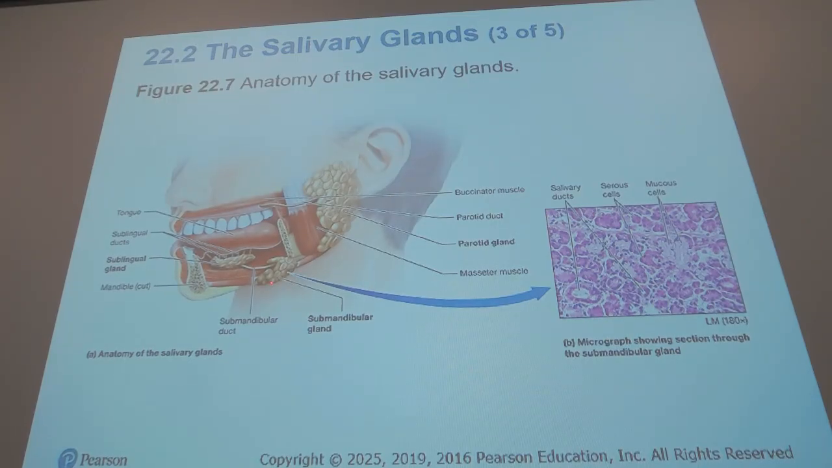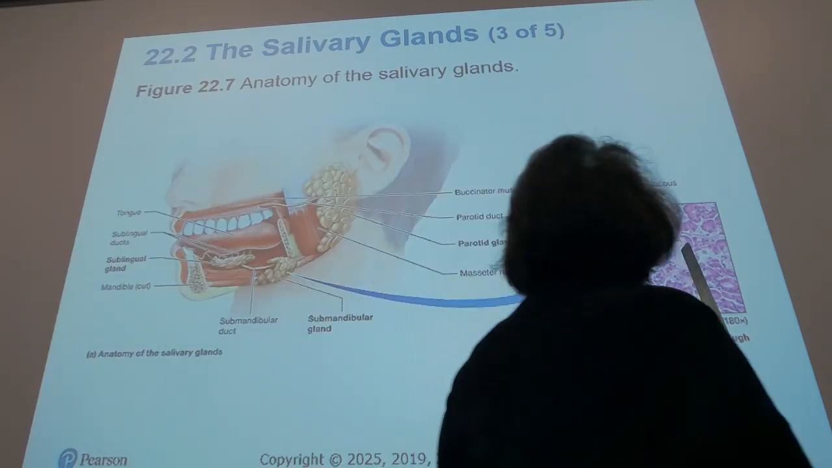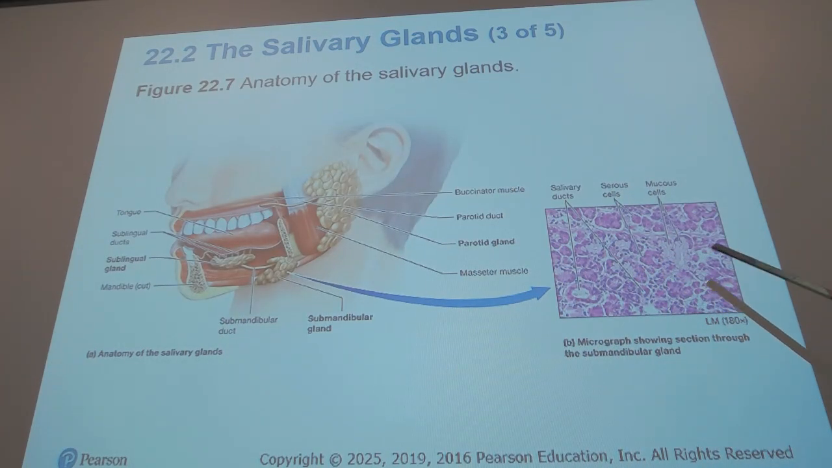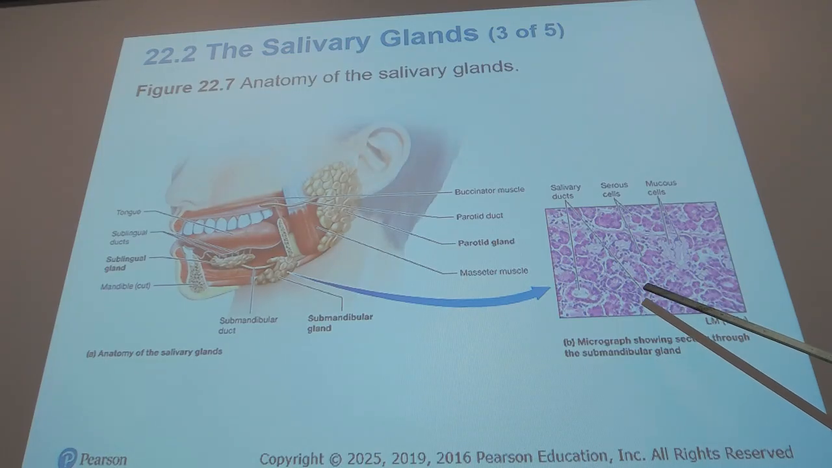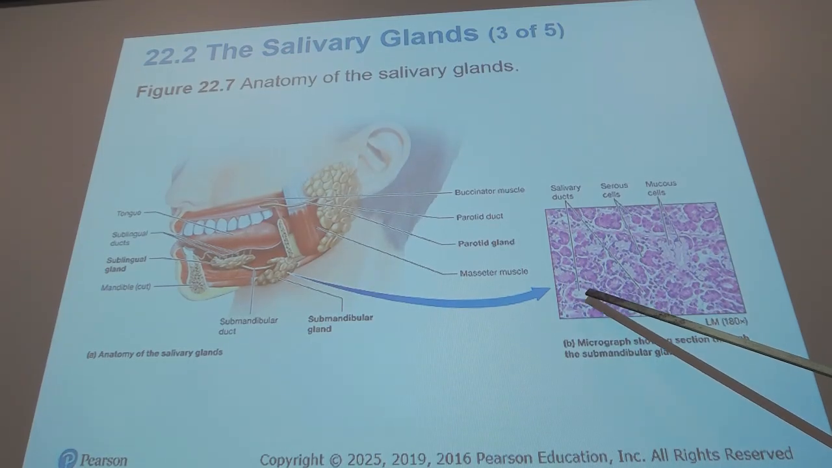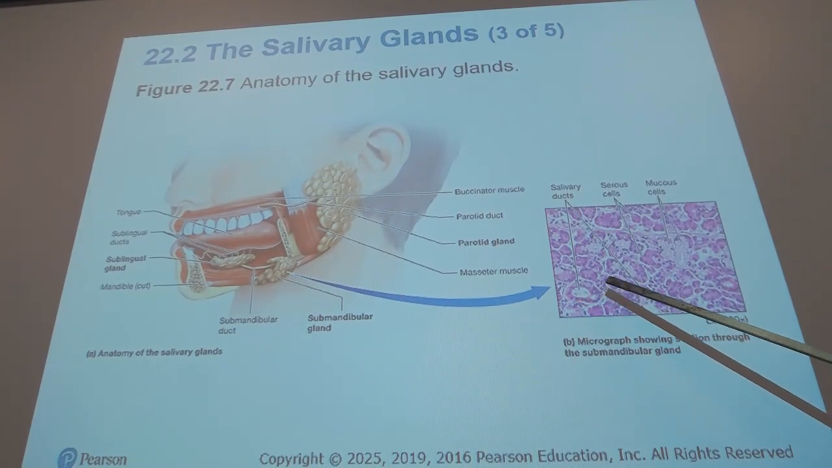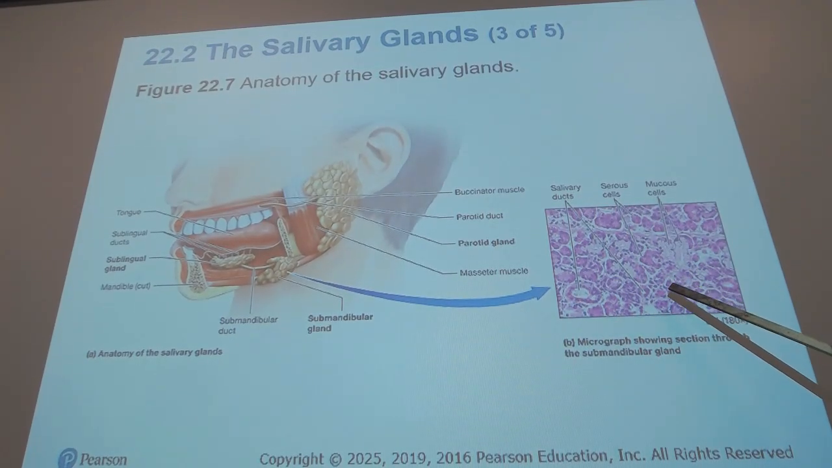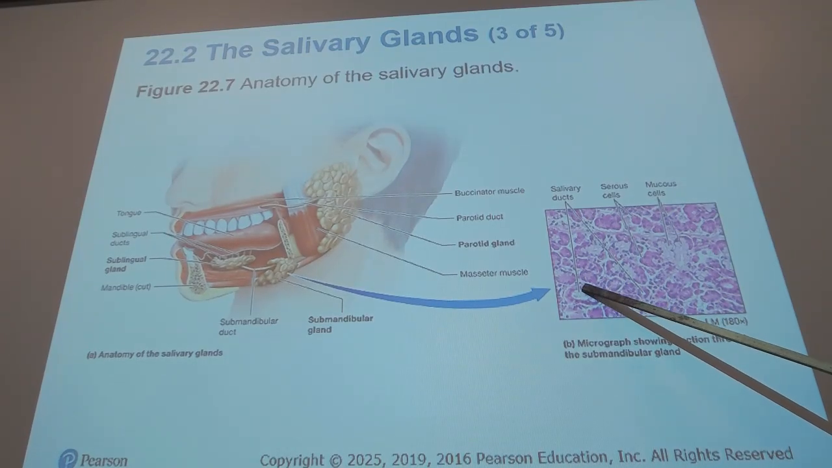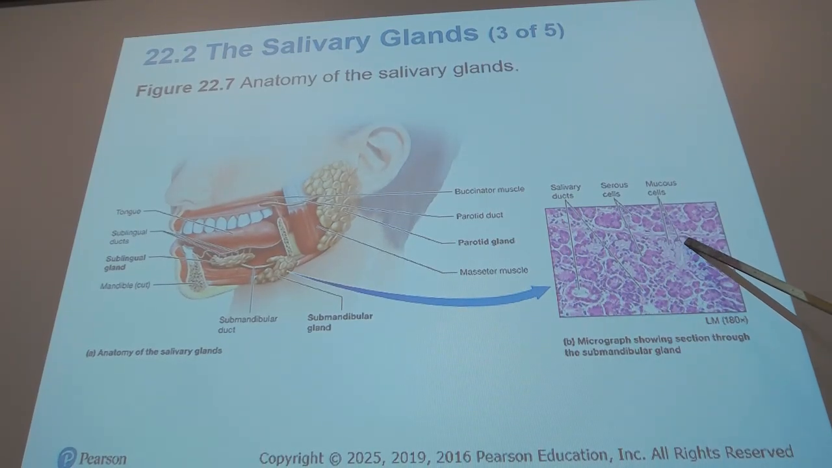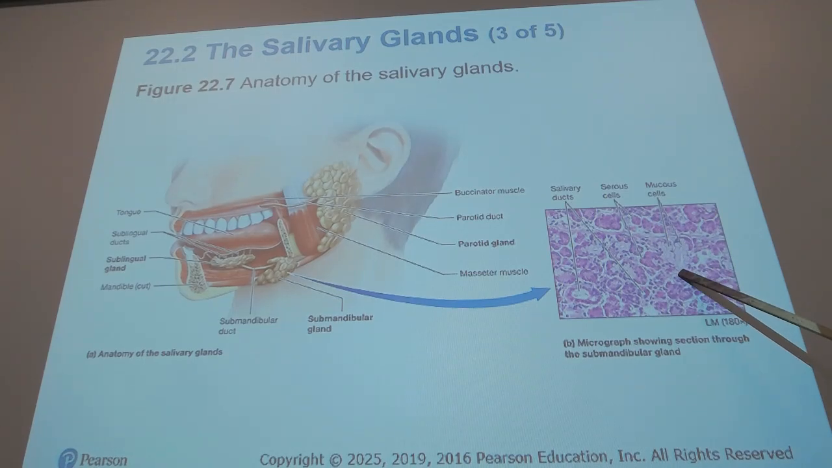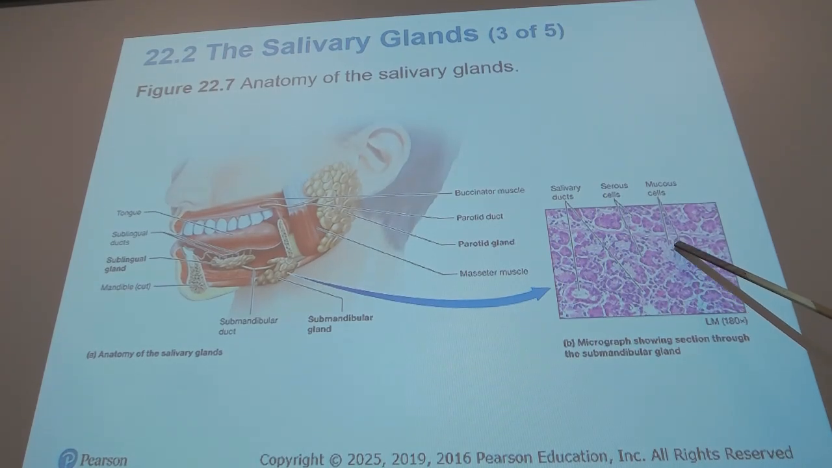If you make a section of one of these glands, like the submandibular gland, and look at it under the microscope, you will be able to see the histology of these salivary glands. Here are the salivary ducts, the largest ones. These are the acinar cells. They are simple cuboidal cells. And these are serous cells versus mucus cells. Mucus cells, you can see them with the mucus inside.